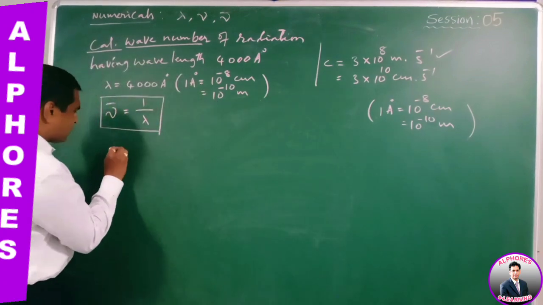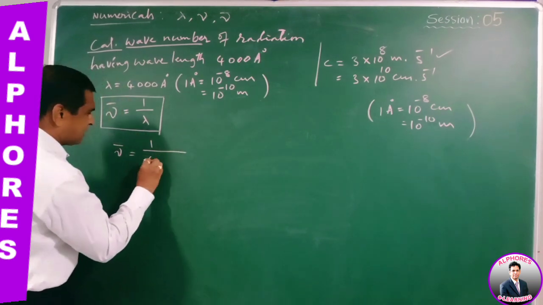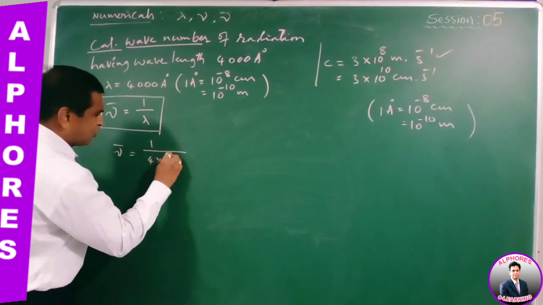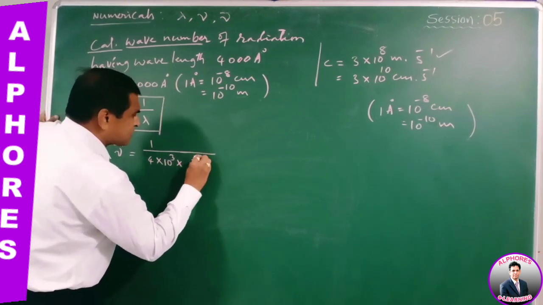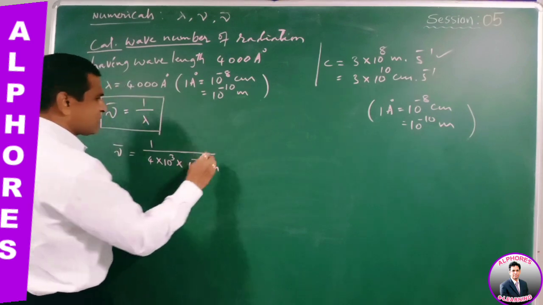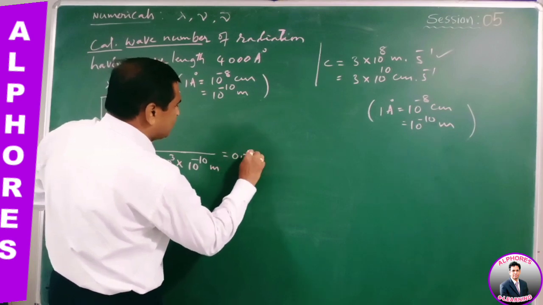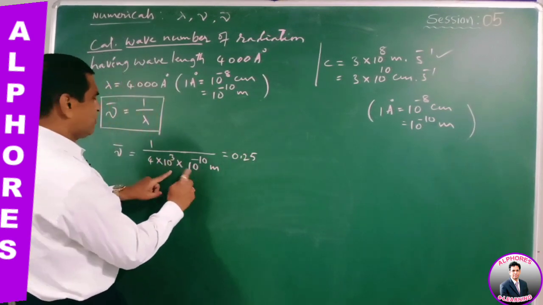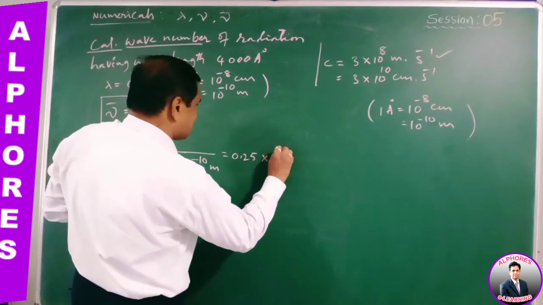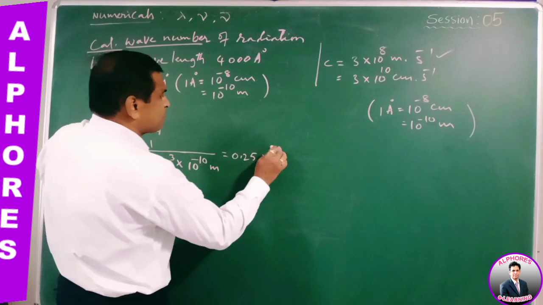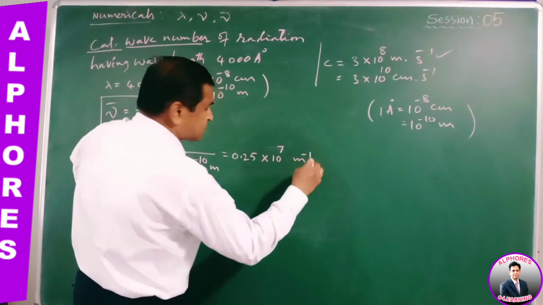Now nu bar is equal to 1 by 4000, that is 4 into 10 cube, into 10 to the power minus 10 meters, that is equal to 1 by 4, which means 0.25. This is nothing but 10 to the power minus 7, so when it goes up it becomes plus 7. So it is 0.25 into 10 to the power 7 meter inverse.